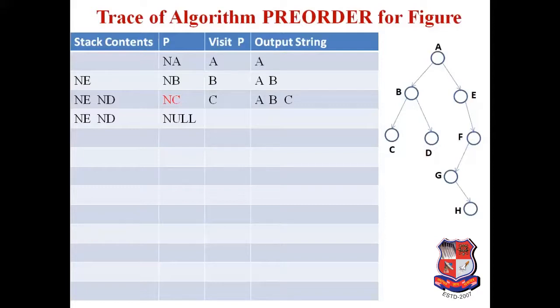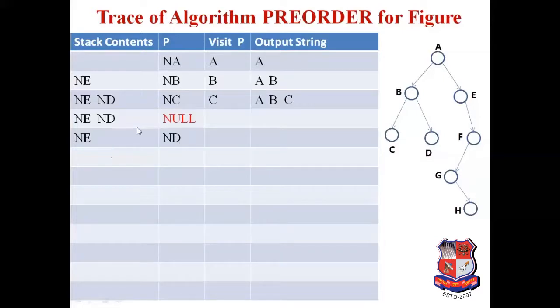So we first check, do we have a node on the stack? Yes, we do have a node on the stack and that top node is ND. So what we do? We remove that node from the stack, ND, and assign it to P. Now we process that node P. So P has a value what? ND. So now we'll process ND, right?